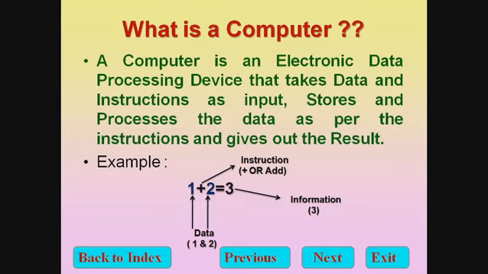Electronic means the device works with electricity. Data is a collection of raw facts and figures, which is the basic requirement for a job. Processing means we modify the data as per our requirement using some instructions or methodology. This is known as processing, and the method that we use is known as the process.